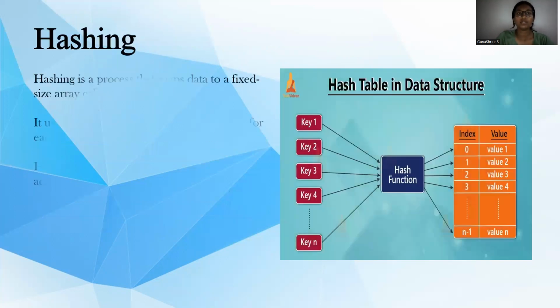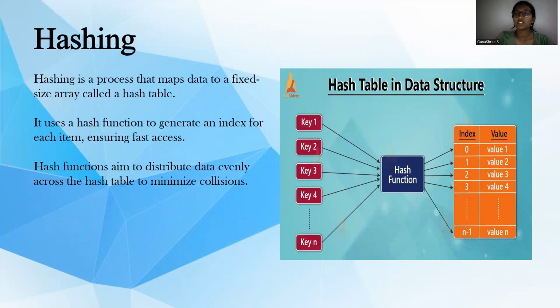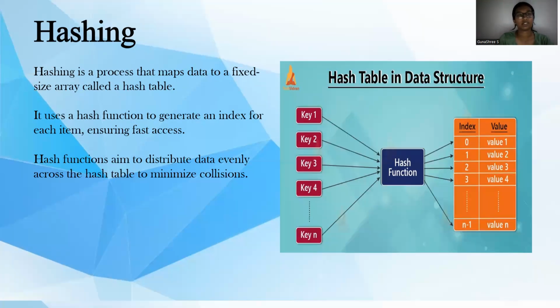So moving on to what hashing is, basically. It is a process that maps data to a fixed size array called a hash table. It uses a hash function to generate an index for each item, ensuring fast access. The main aim of the hash function is to distribute data evenly across the hash table to minimize the collisions that will occur during the process.